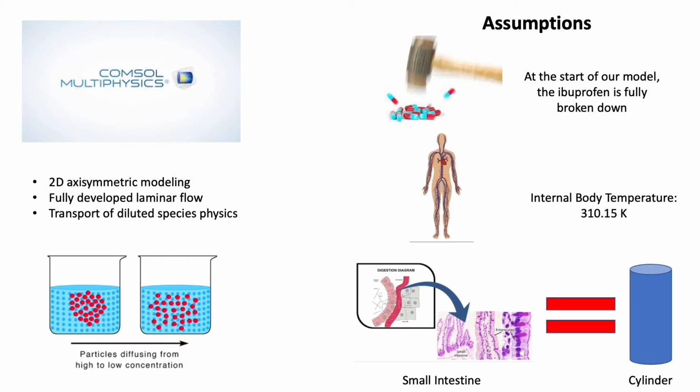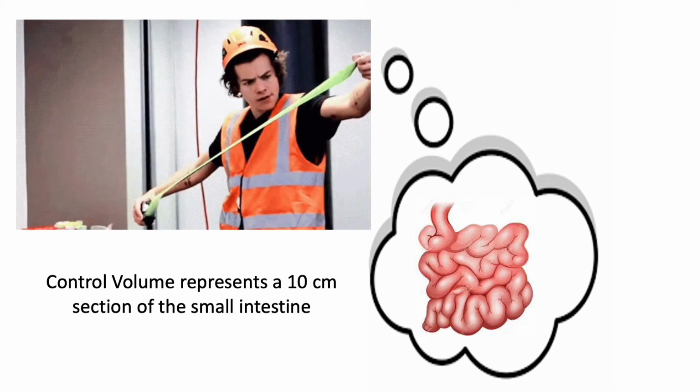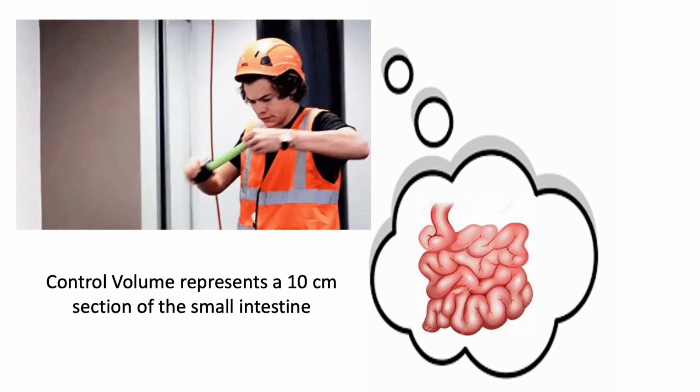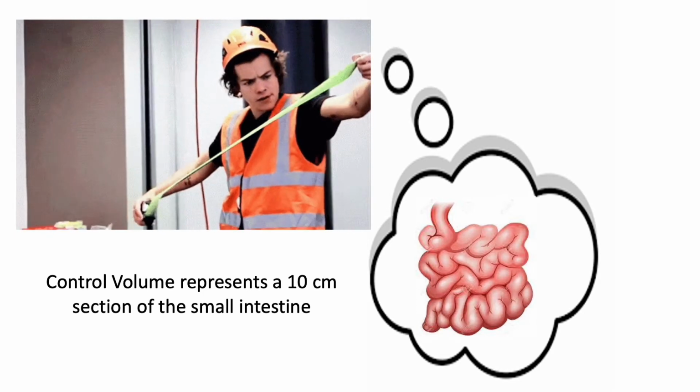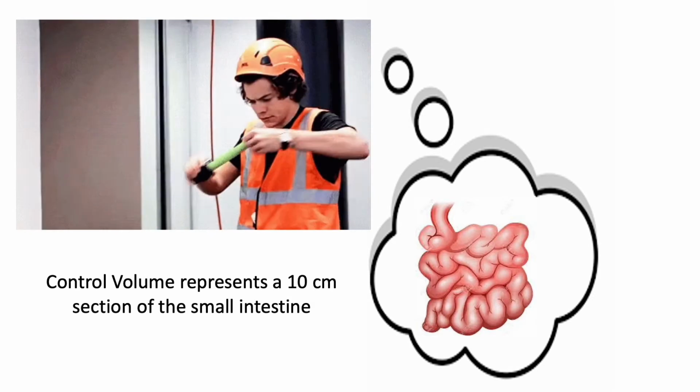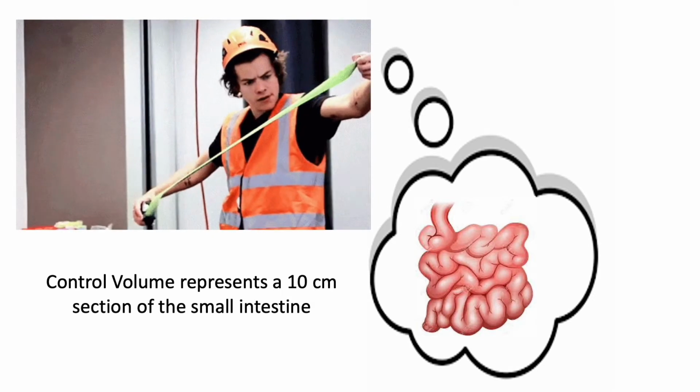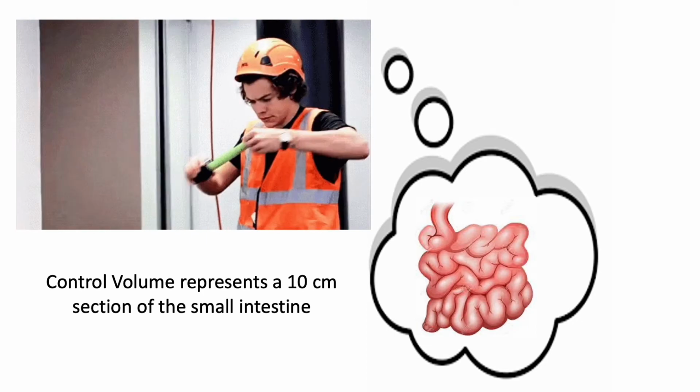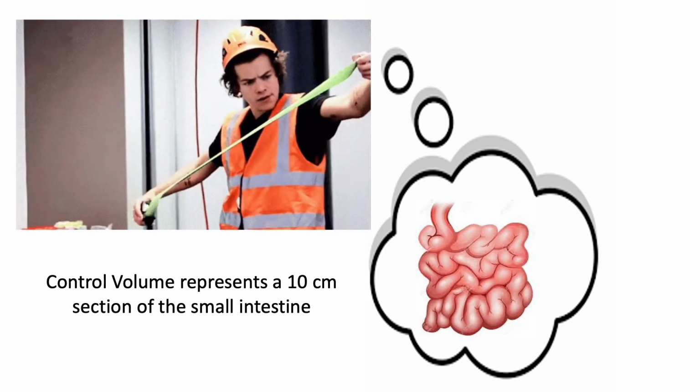We assume that the temperature across the entire system would be that of the average temperature within the body. To simplify the system for modeling, a cylinder was used to represent the small intestine, with a layer for the intestinal fluid, enterocyte membrane, and capillaries. The control volume we used represents a 10 centimeter section of the small intestine, as diffusing across a membrane over the entire length of the roughly 22-foot small intestine can accurately be simplified to diffusion in one spot.